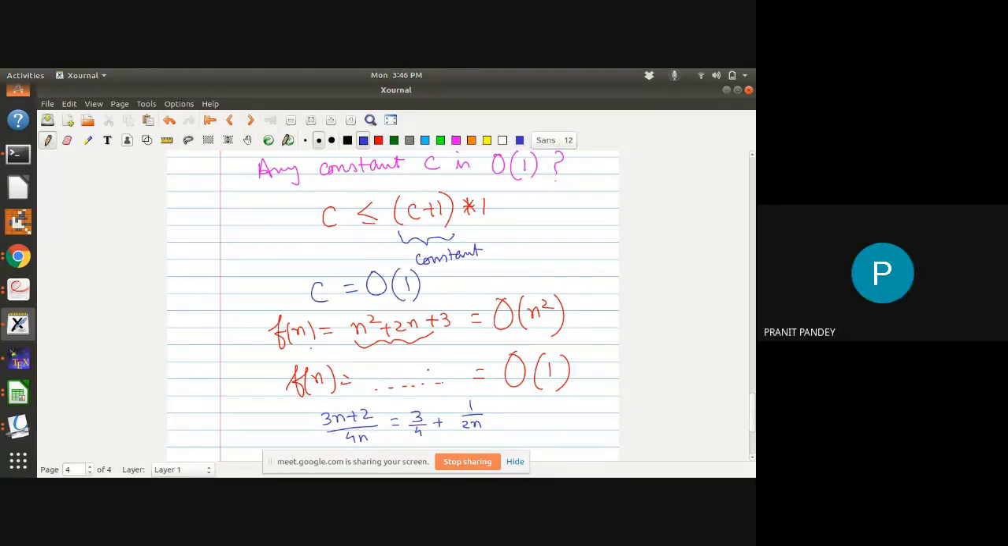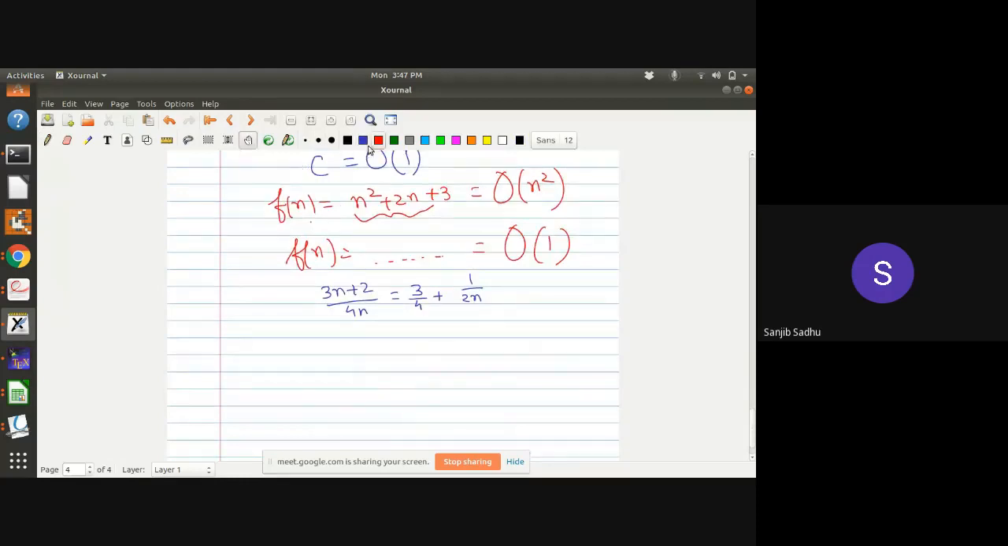The 3 by 4 part is constant, and 1 by 2n we can prove that it is less than big O of 1. See, whenever you prove, never say that this is less than big O of 1. It is wrong to say. You can say that it is less than 1. I can prove that it is less than half. That is a different thing. But you can't say that it is less than big O of 1. Actually, make it simple, means you should simplify it.